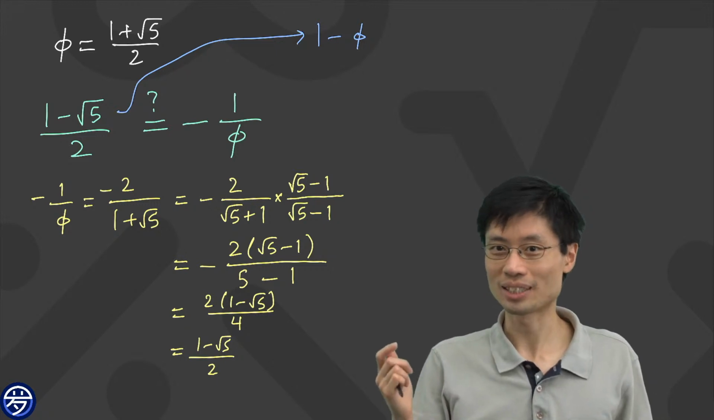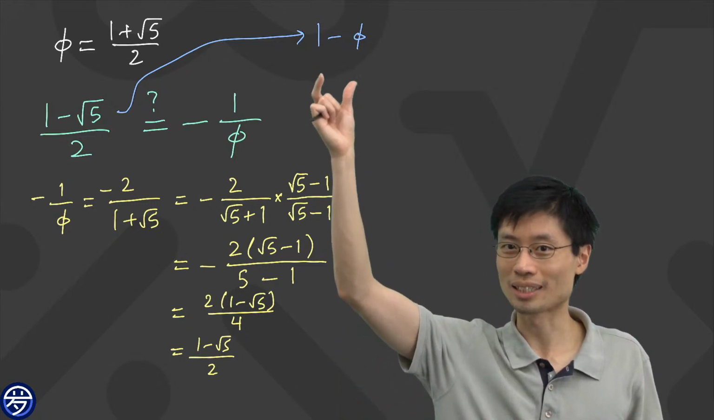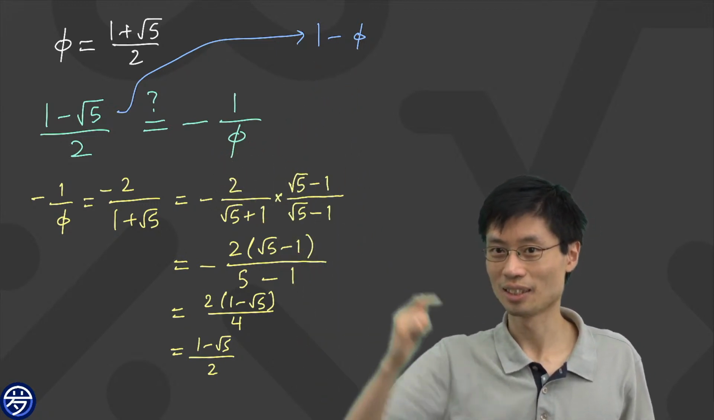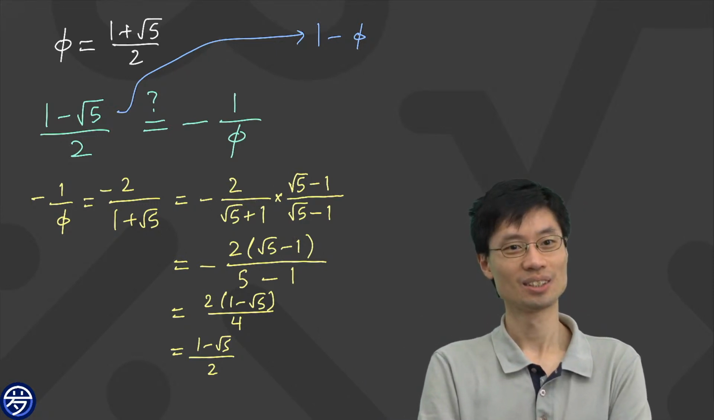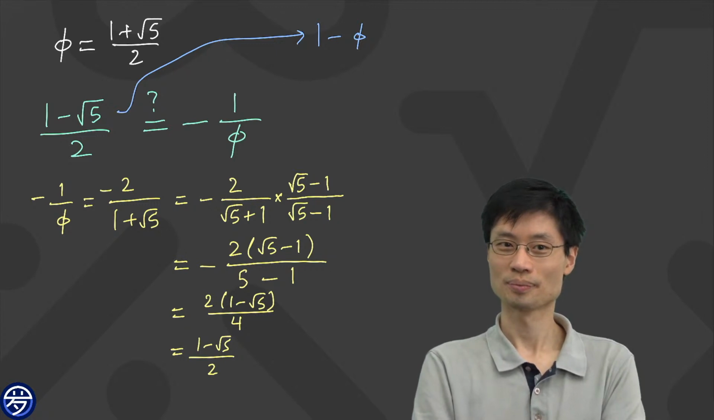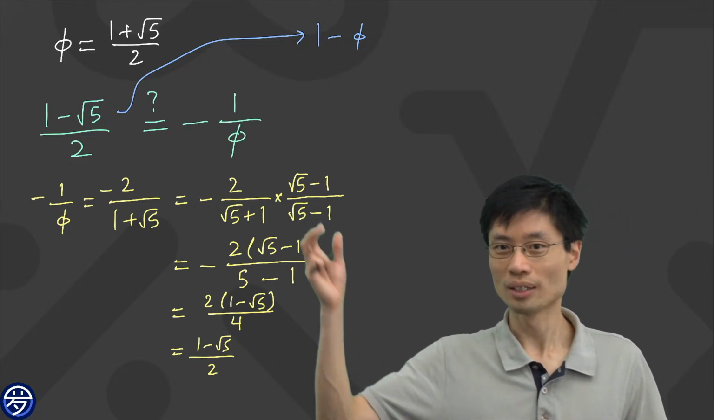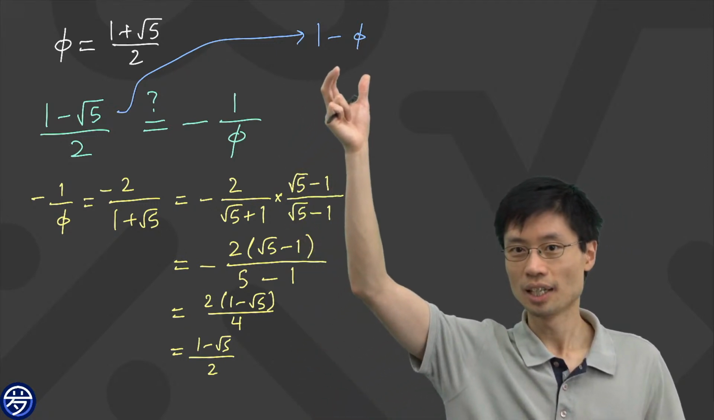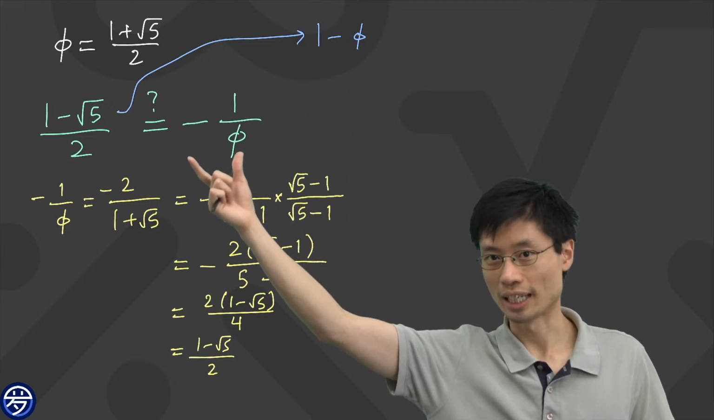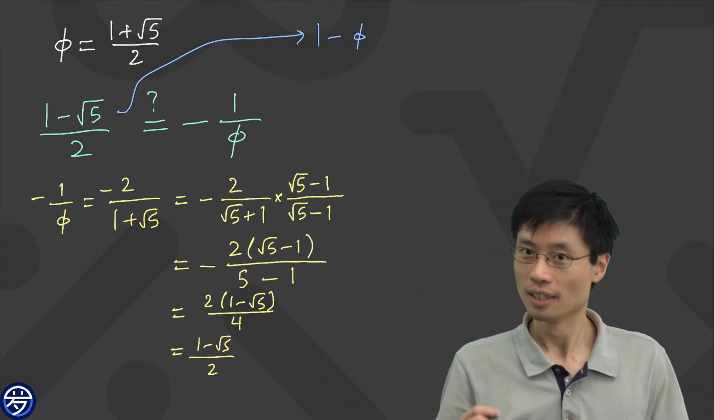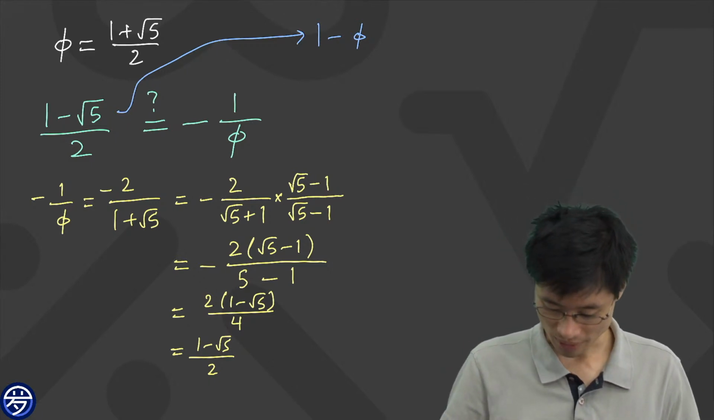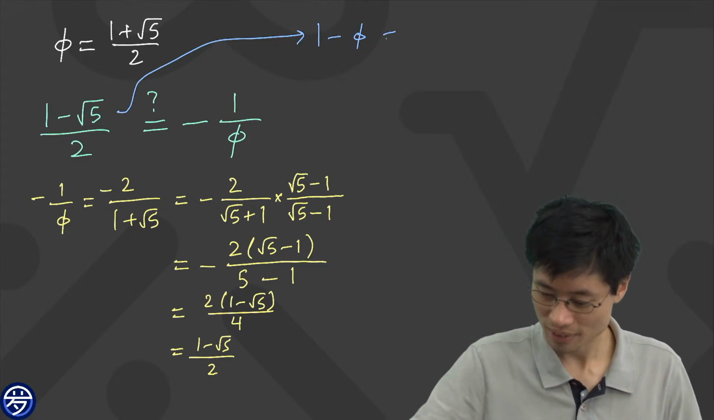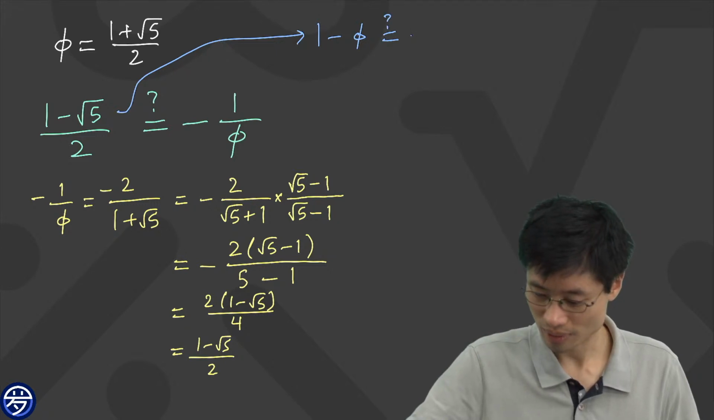So now here's a question. Is it surprising that 1 minus phi is the same as minus 1 over phi? Why? Well, think about it this way. If I have 1 minus phi and I have this minus 1 over phi, I can write it like this. So, apparently, they're equal.